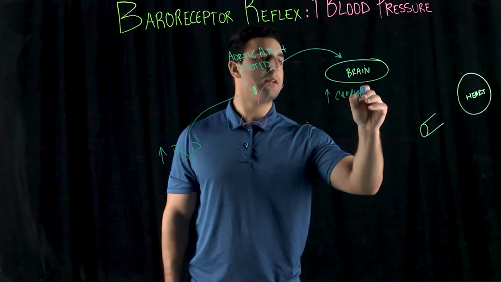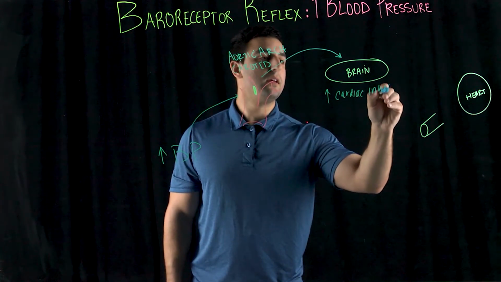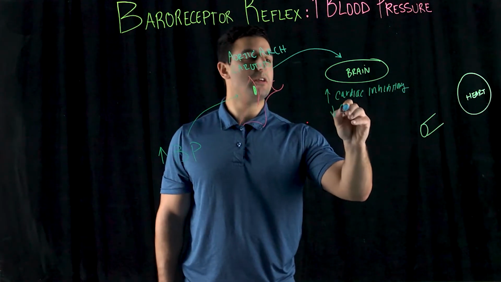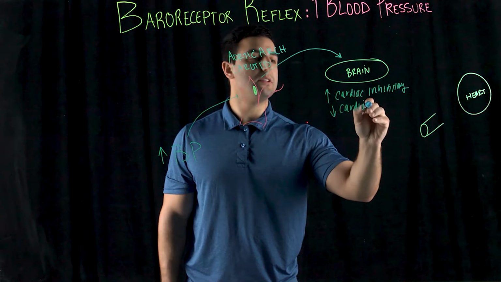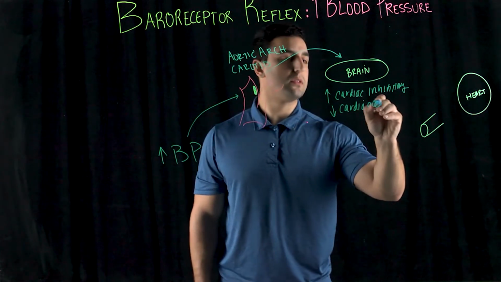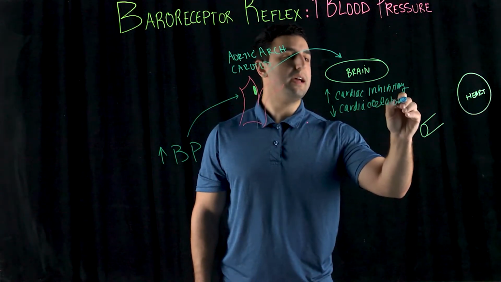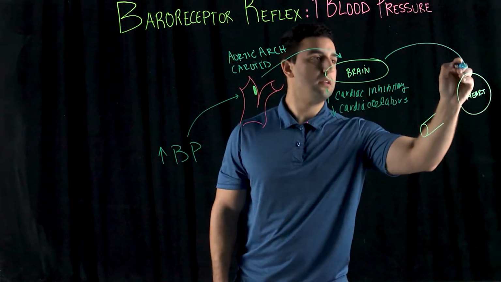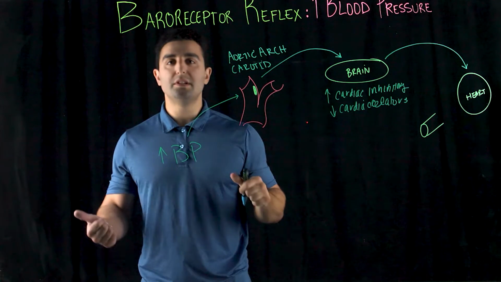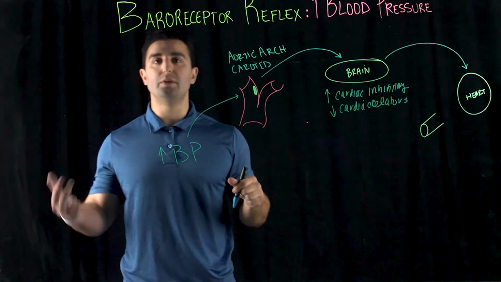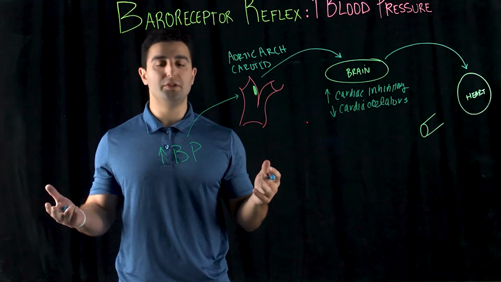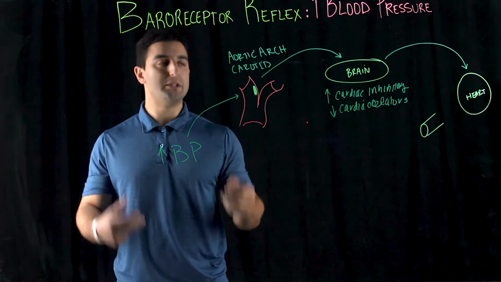So we're looking at the heart right now. And also a decrease in cardiac accelerator nerves. And this causes the heart to, for example, decrease heart rate, decrease blood pressure, decrease cardiac output, right? And so the whole goal of this is what? What are we trying to do? We're trying to bring the blood pressure down, right?